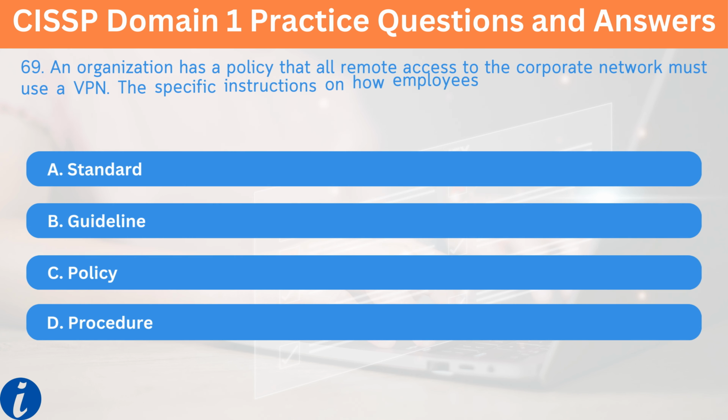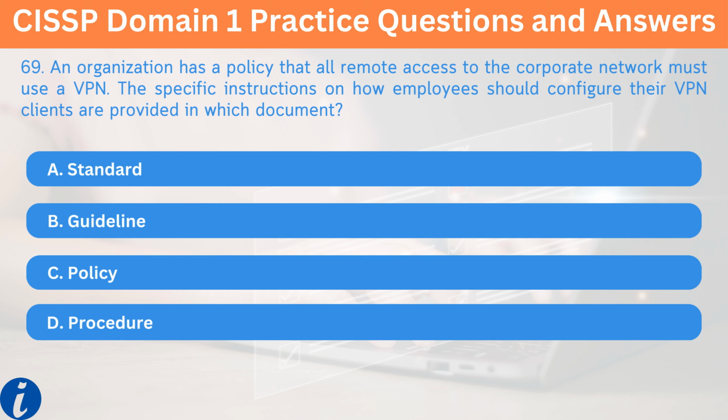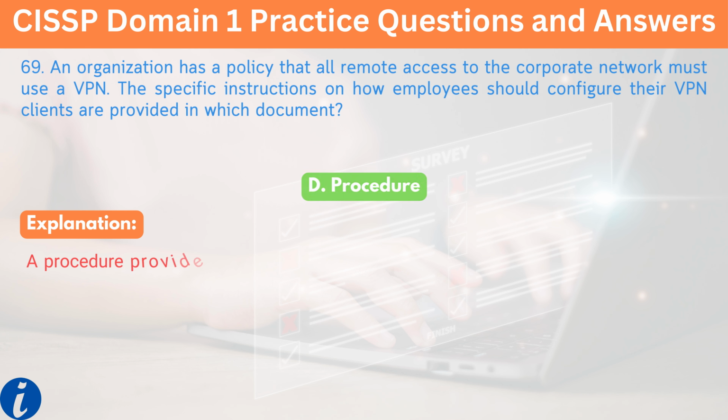69. An organization has a policy that all remote access to the corporate network must use a VPN. The specific instructions on how employees should configure their VPN clients are provided in which document? A. Standard. B. Guideline. C. Policy. D. Procedure. The correct answer is D.